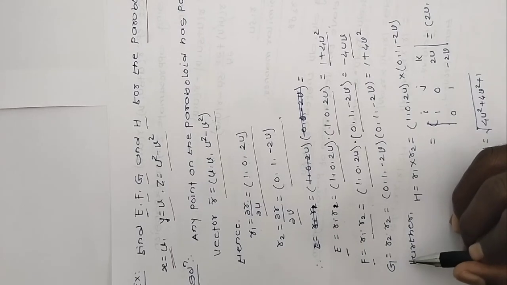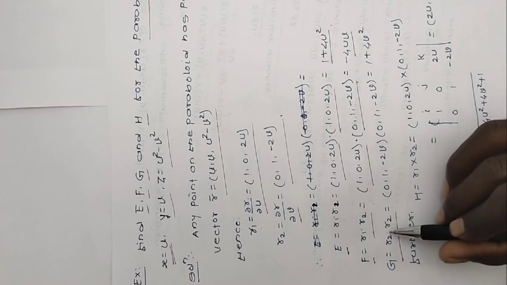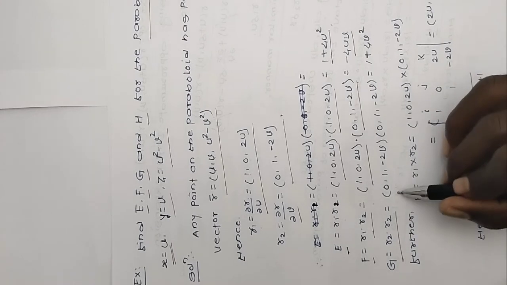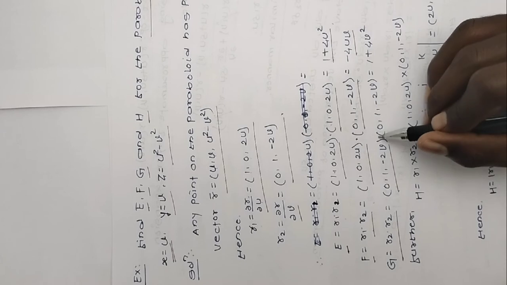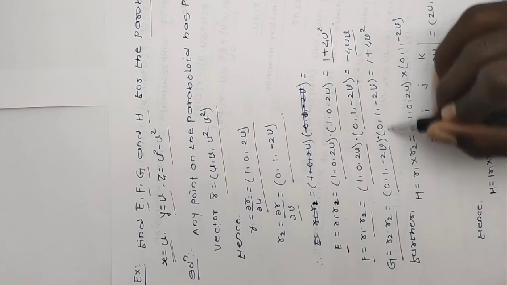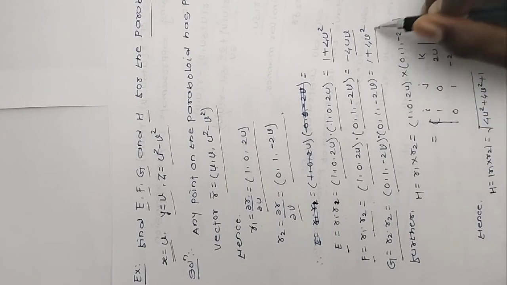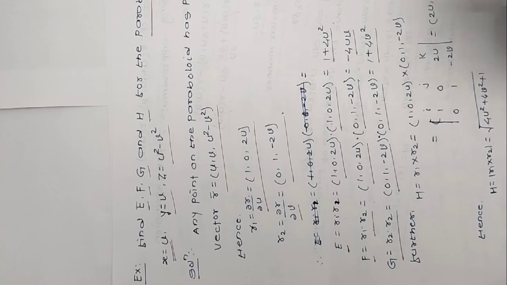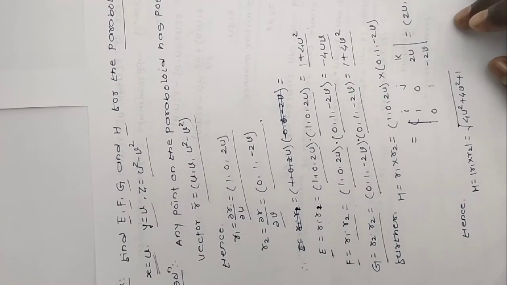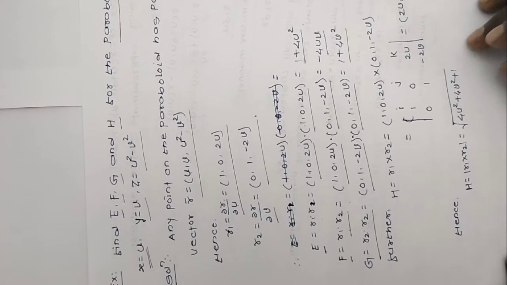Similarly, we can find the third fundamental coefficient, G. G is equal to r2 dot product with r2, which is equal to 1 plus 4v square.